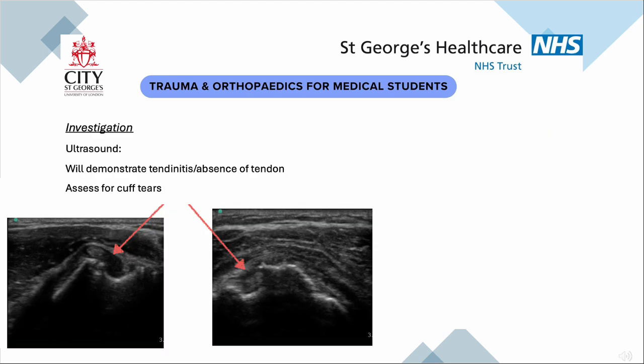The investigation of choice for both the biceps inflammation and the biceps rupture is an ultrasound. This will demonstrate the presence or absence of the tendon in the bicipital groove and will show the presence of tendinitis. It will also enable the operator to have a look at the rest of the rotator cuff, as often it's the same demographic of patient who present with biceps pain as present with rotator cuff problems.